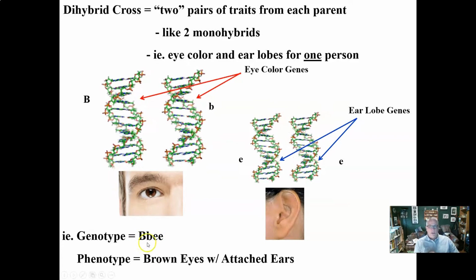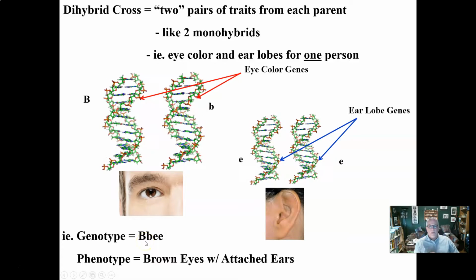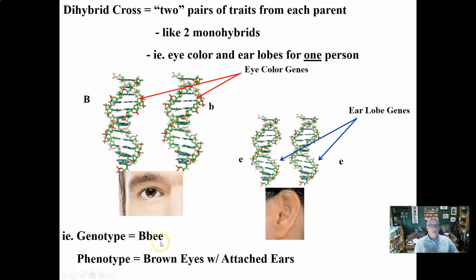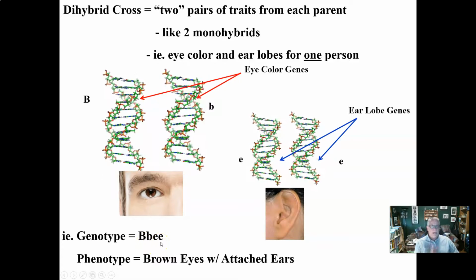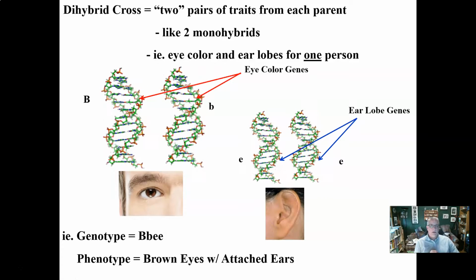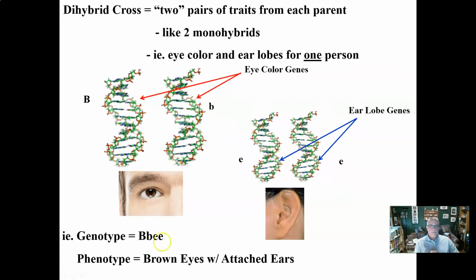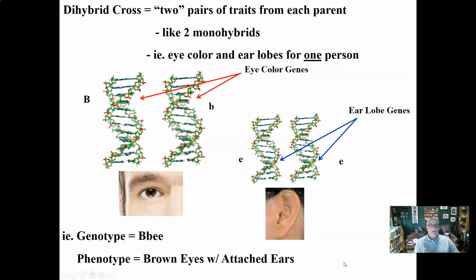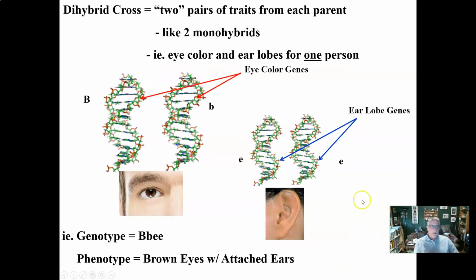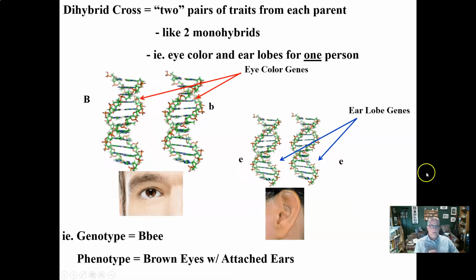In other words, this person is heterozygous dominant for brown and homozygous recessive for attached earlobes. Okay, so I'm getting a little ahead of myself here, but I want to give you the big picture of what's going on here, what it all genetically means. So let's do an example, all right?